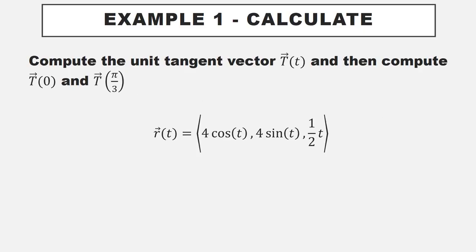So let's go ahead and compute the unit tangent vector for this example. We have our vector valued function r of t as 4 cosine t, comma 4 sine t, comma 1/2 t. We'll compute the unit tangent vector, and then we'll compute what happens when you plug in 0 and what happens when you plug in pi over 3.